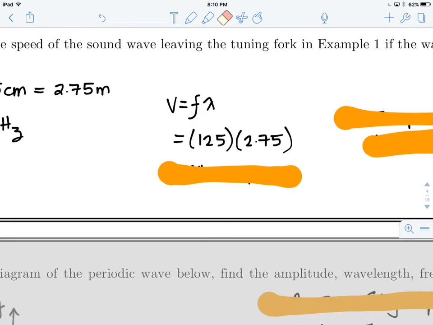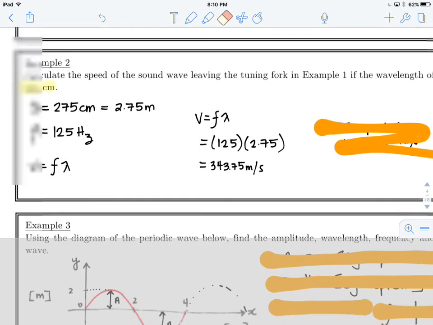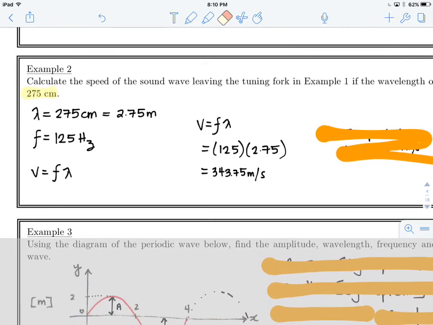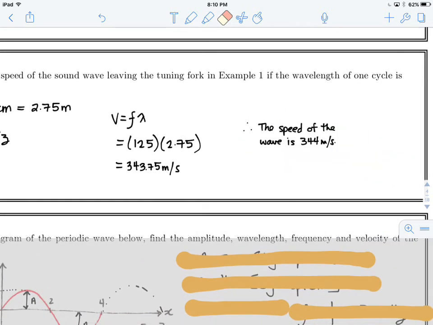V is equal to F lambda, we sub in our two values, and we get 343.75 meters per second. We're going to check the question, and make note of the fact that we have 3 significant figures, and we're going to round and do our final statement. The speed of the wave is 344 meters per second.